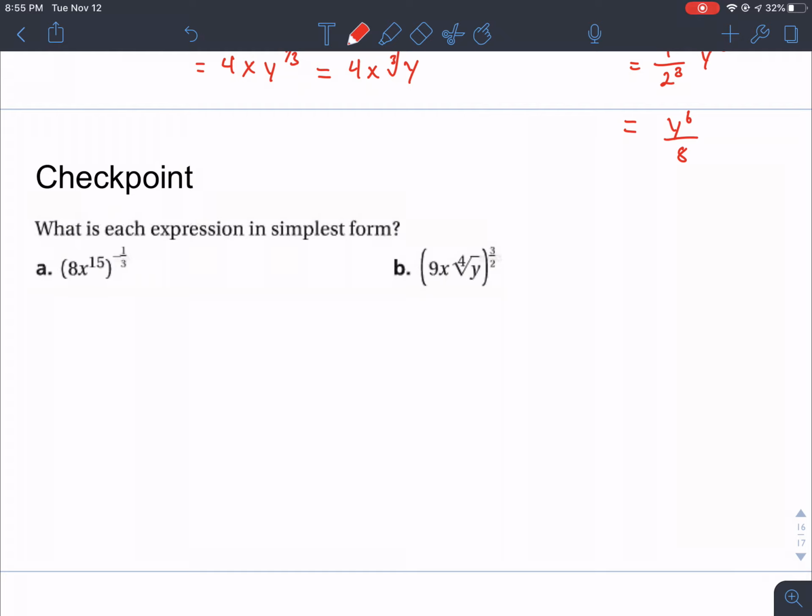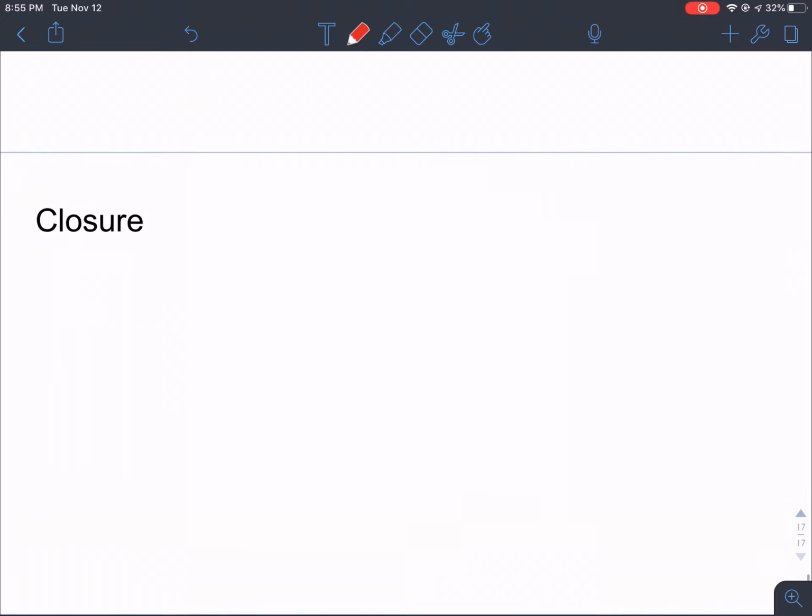So the answers that you should get here, for A, you should get 1/2x to the 5th. And for b, you should have 27x times the 8th root of x to the 4th y cubed. I guess that's it for this lesson.